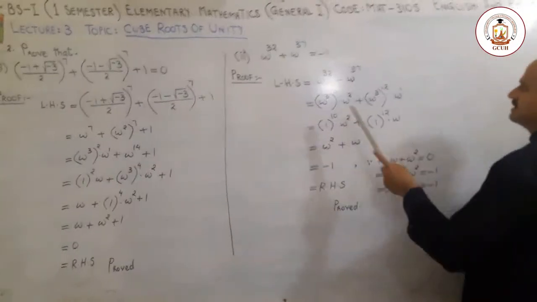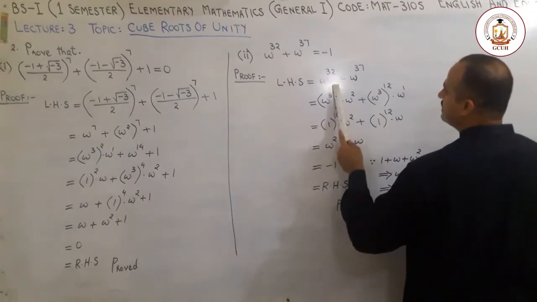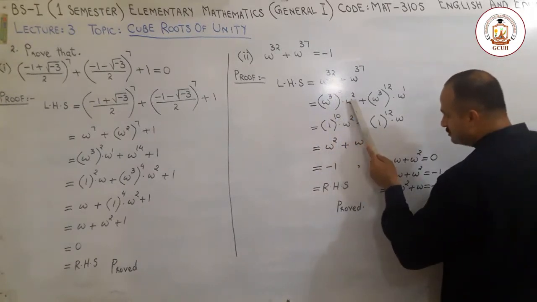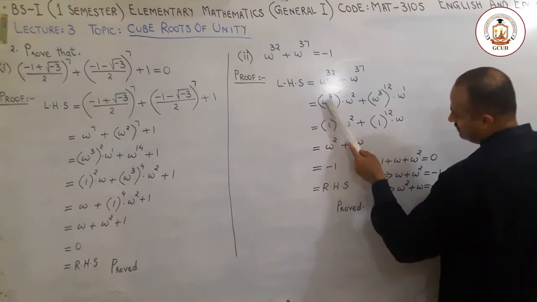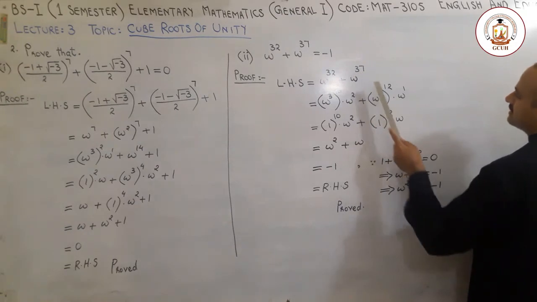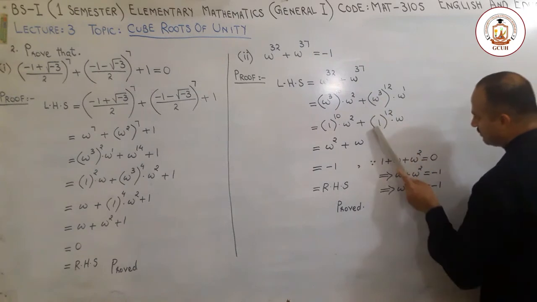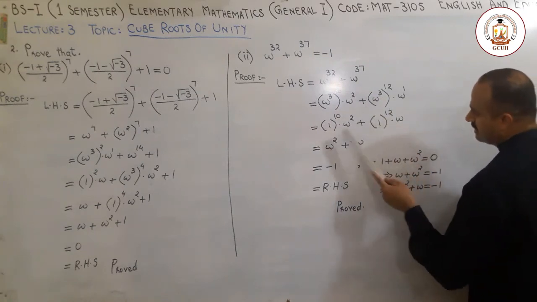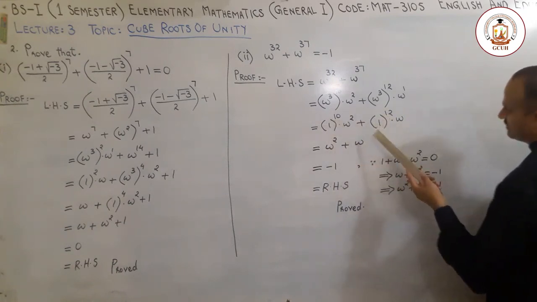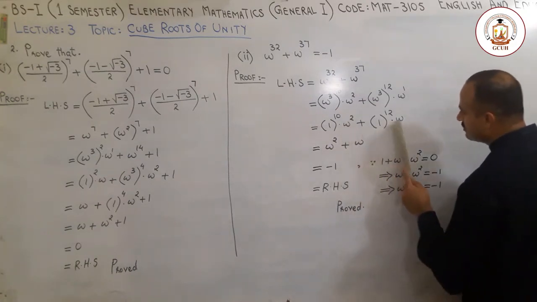Now comes the second question. The left hand side is written here. So we start with the left hand side and we break this 32 power as 3 tens are 30 plus 2, 32, and omega cube is equal to 1, and like this we break the 37 power as 3 twelves are 36 plus 1, 37, and omega cube is equal to 1, which is substituted here, and 1 to the power 10 or 12 is again equal to 1, so we have omega square plus omega here.